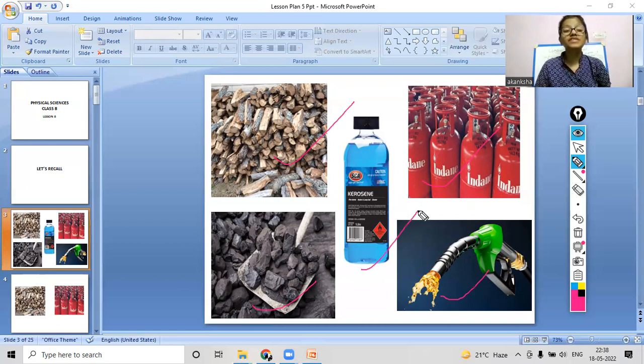Yes, very good. These pictures represent the different kinds of fuel around us that we can see, the different types of fuels, right? Now let's move ahead.